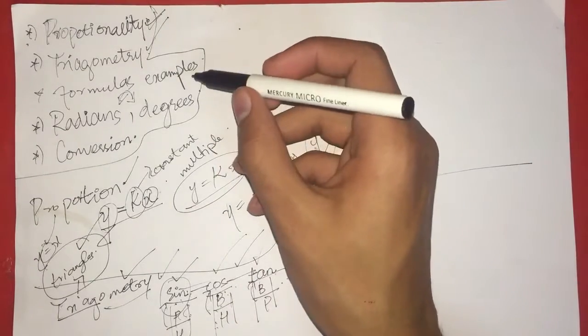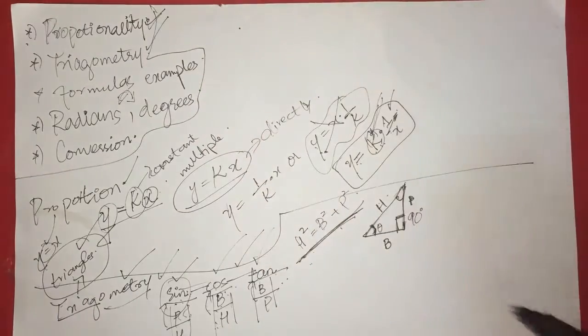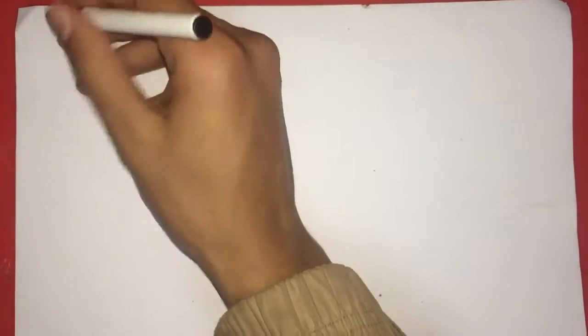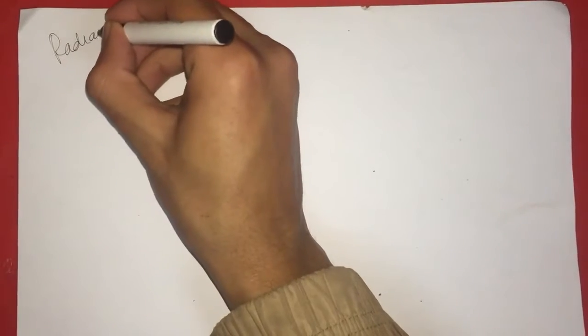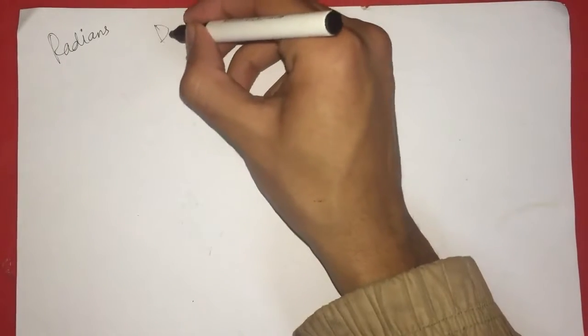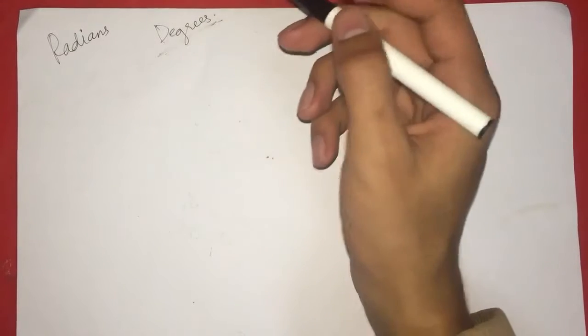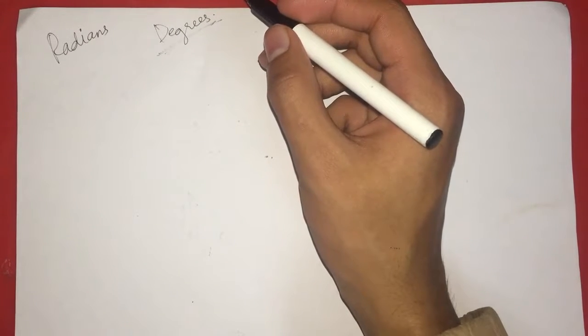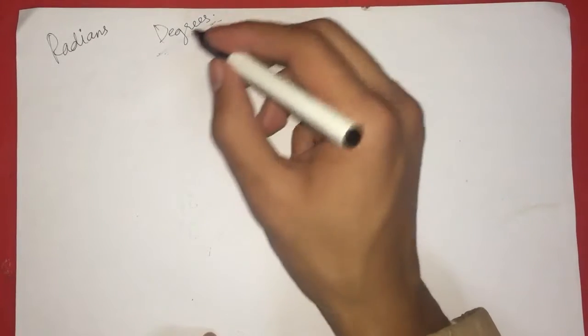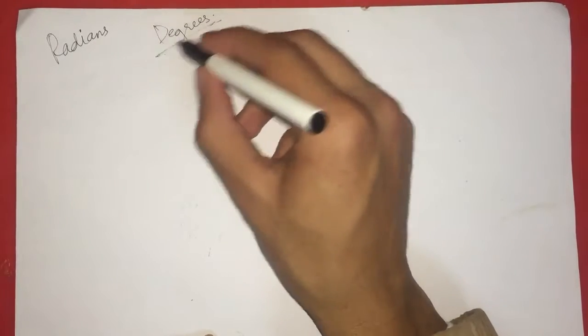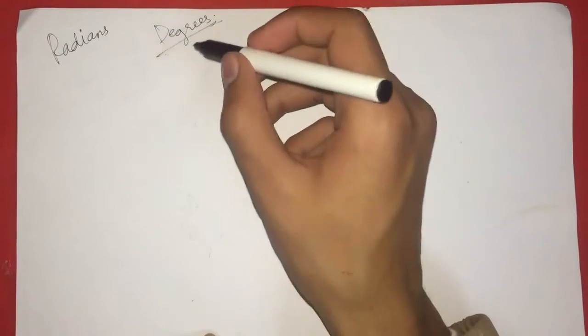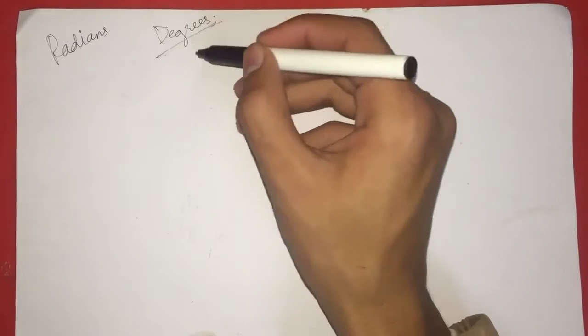Let's discuss radians and degrees. What are radians, and what are degrees? For measuring an angle, we have a unit called degrees nowadays.